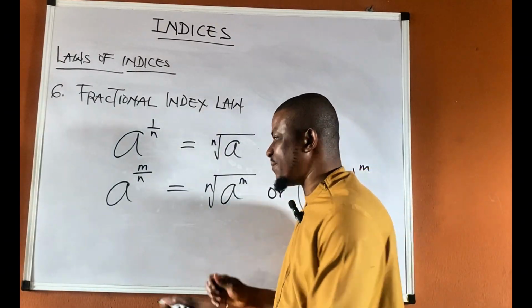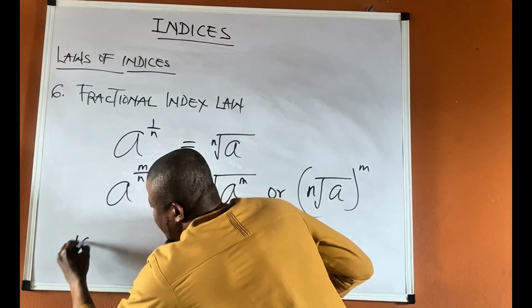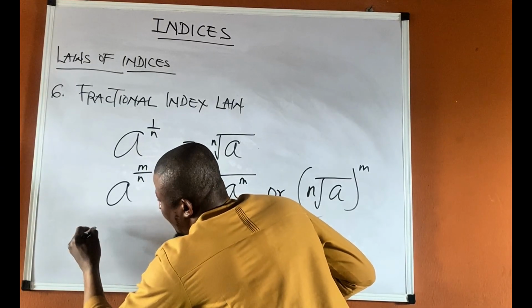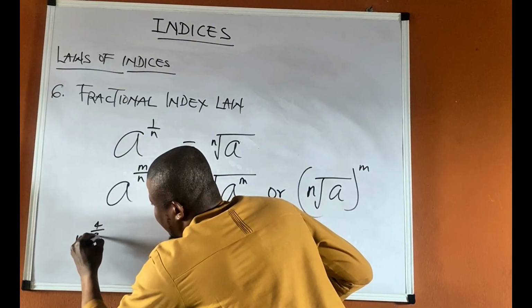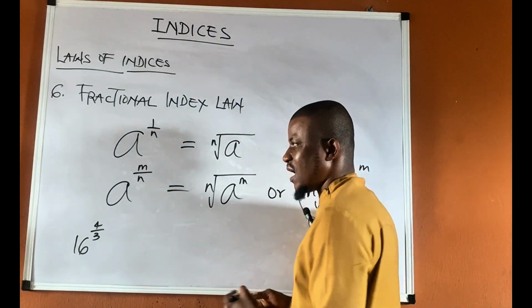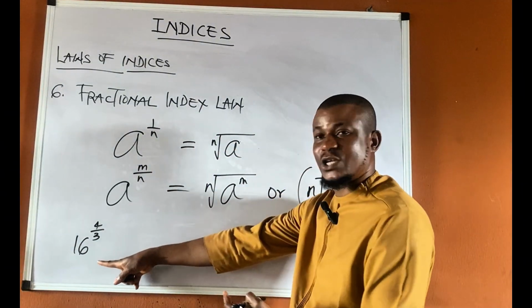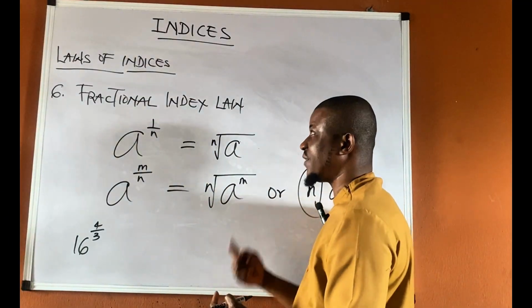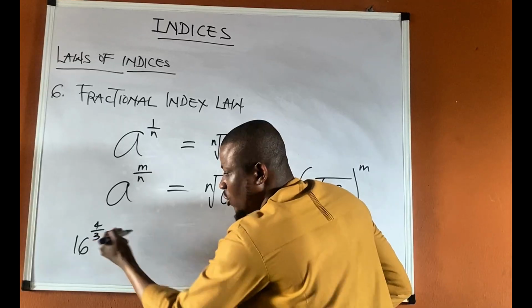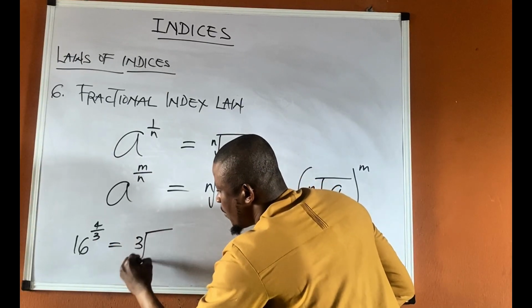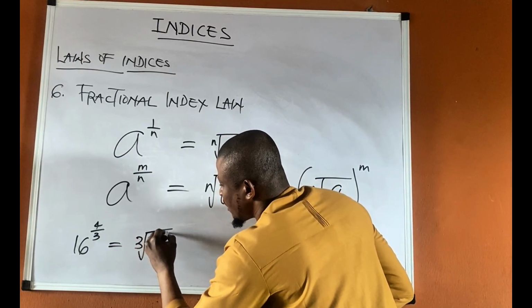Let's look at a practical example. Let's say you have 16 to the power of 4 over 3, and we want to resolve it. We want to resolve this using the fractional index law. 3, which is the denominator, becomes the root number, and this is 16 to the power of 4.